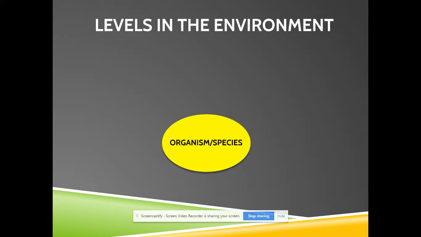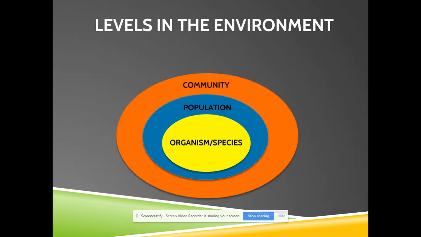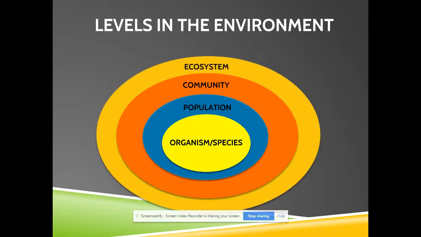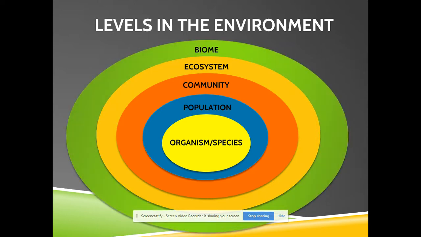So an organism or species is the smallest level here. And then we add on to get population. Our next level becomes community. Even further, we get to ecosystem. And then our final level here becomes the biome. The rest of our notes are going to go through what each of these things means and some examples of the different levels.